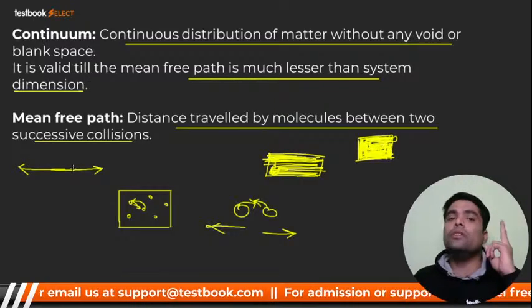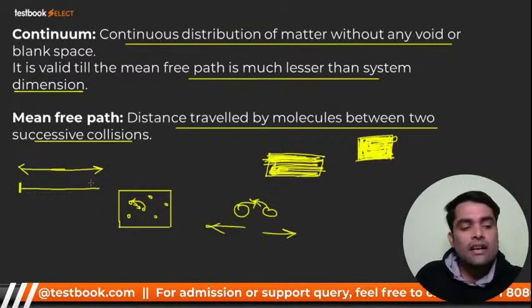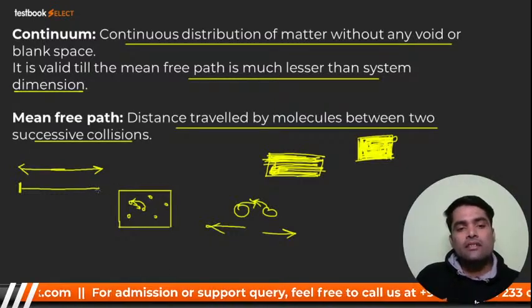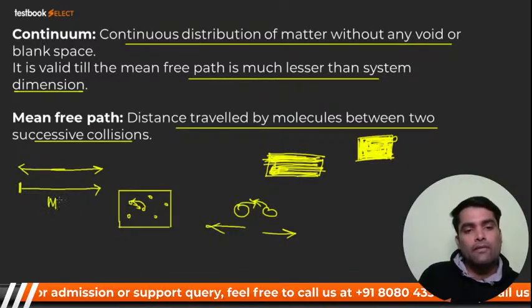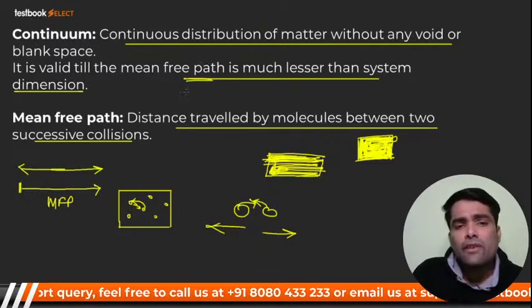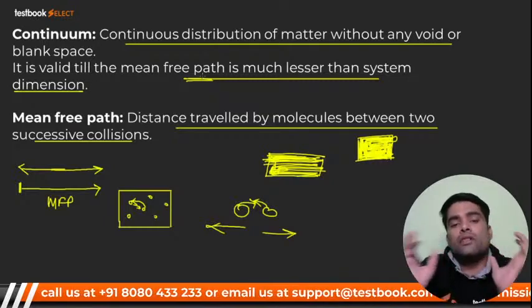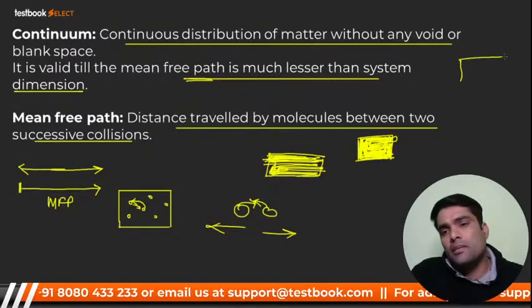After two successive collisions. So that distance is nothing but what, baccha? That distance is going to be nothing but what, my dear? Mean free path. So now this line explains that this mean free path will be quite very less, very small as compared to the system dimension. My dear, did you understand? This is your system, okay?